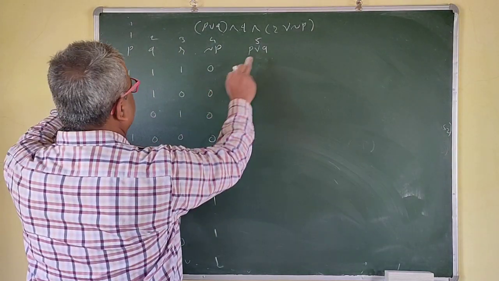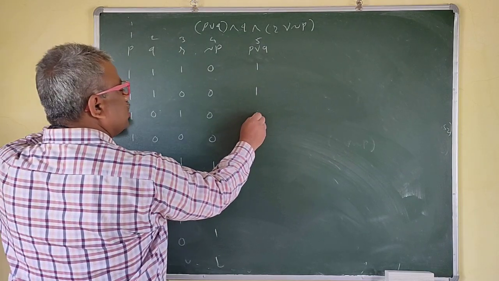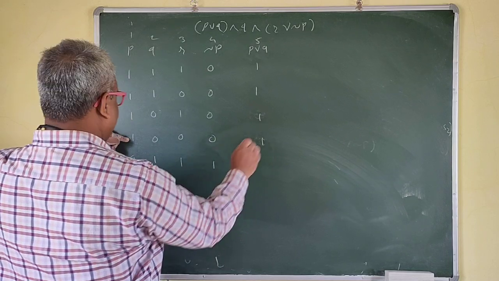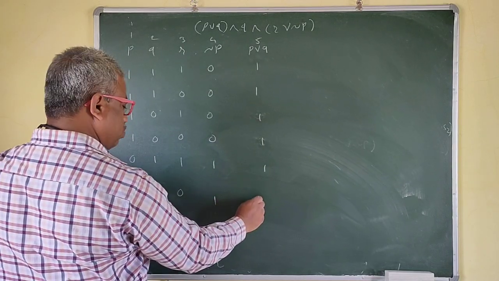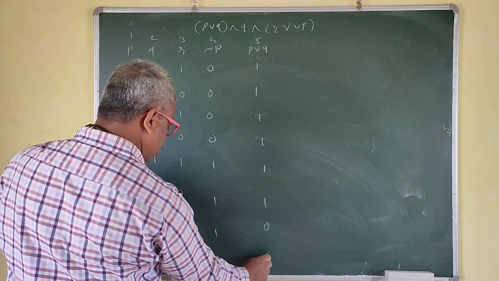Now P or R: 1 plus 1 is 1, 1 plus 1 is 1, 1 plus 0 is 1, 1 plus 0 is 1, 0 plus 1 is 1, 0 plus 1 is 1, 0 plus 0 is 0, 0 plus 0 is 0.